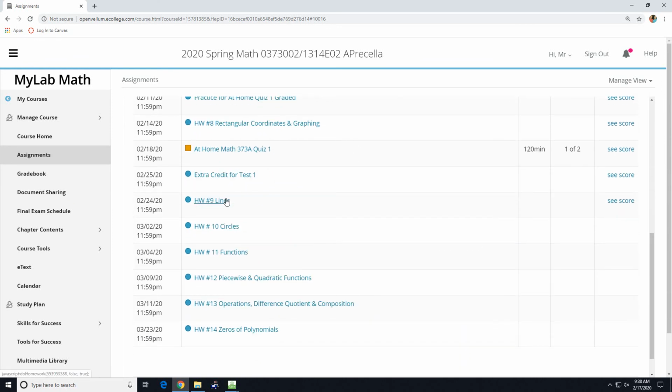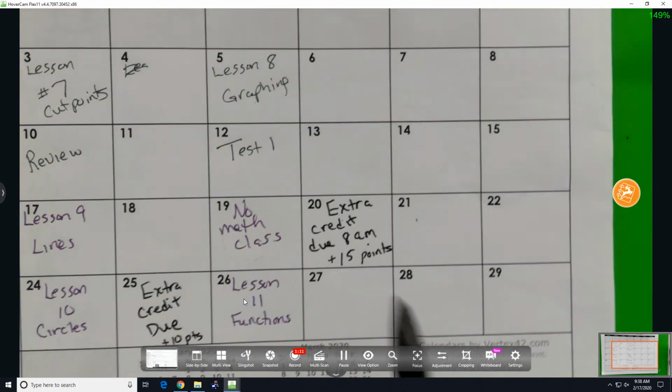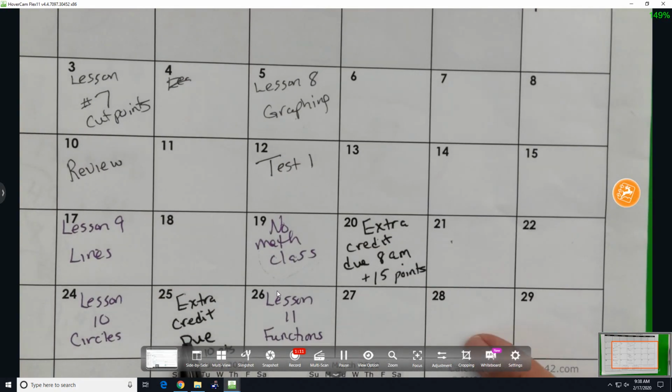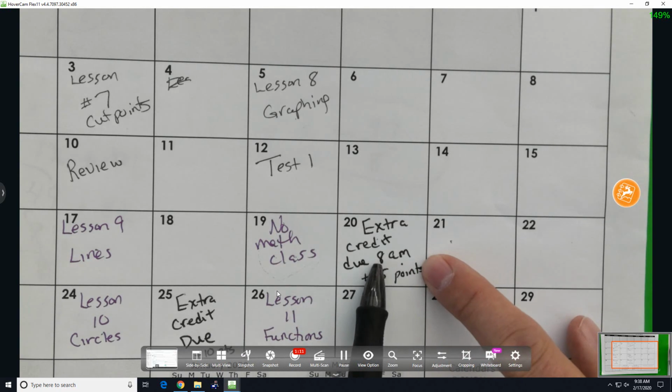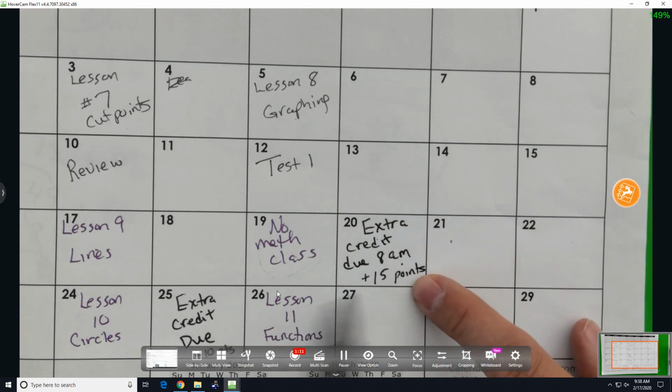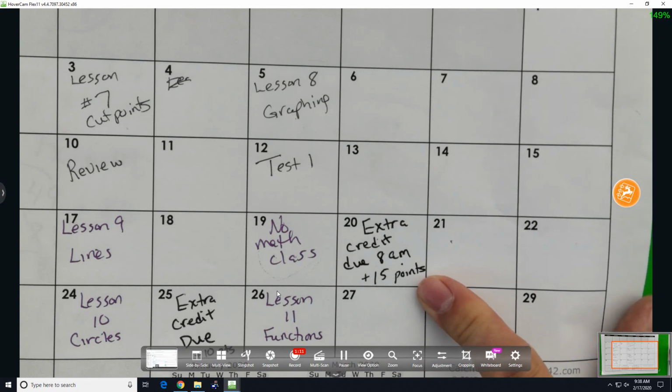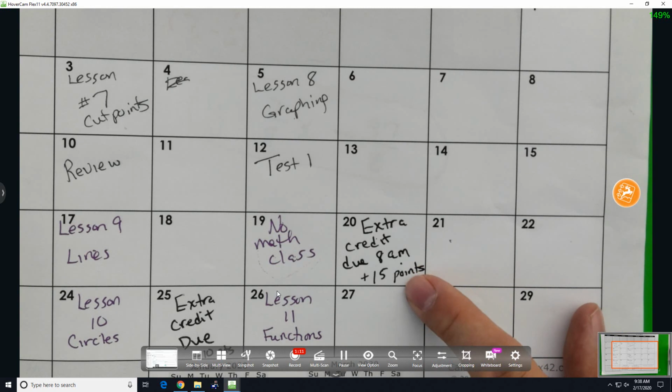Just a reminder, the extra credit for test 1. What did we decide? It says it's due on February 25th. Here's my little low-tech calendar. We should get it done by Thursday. It's due then, okay? But if you have it done by Thursday morning at 8 a.m., you get 15 points instead. This is an all or nothing thing. You make 100, and by Thursday morning at 8 a.m., you get 15 points added to your test grade.